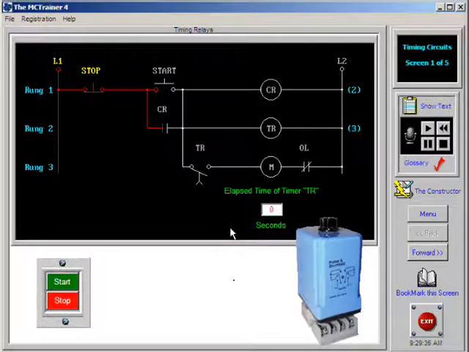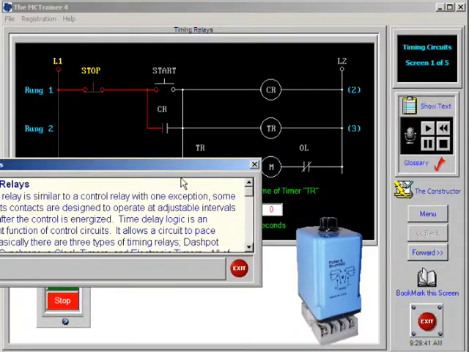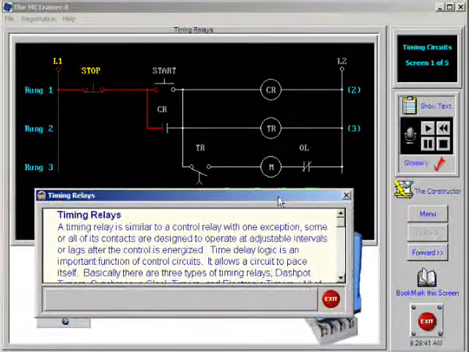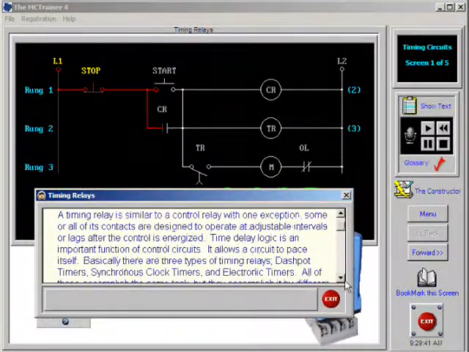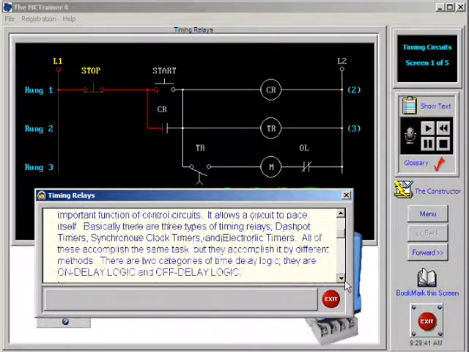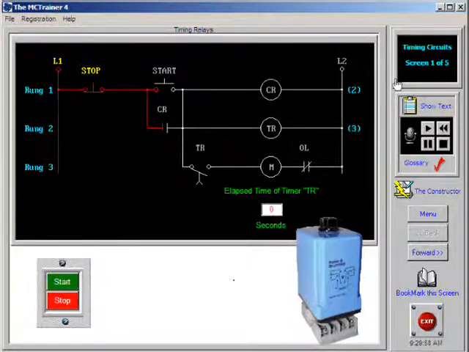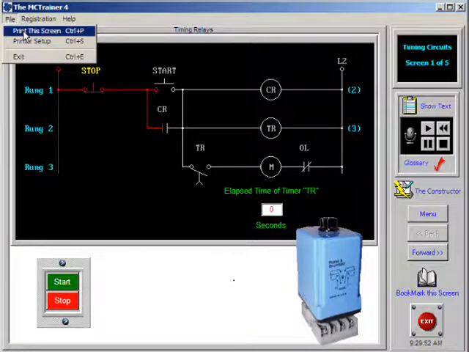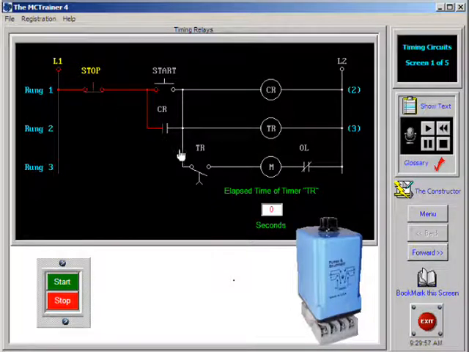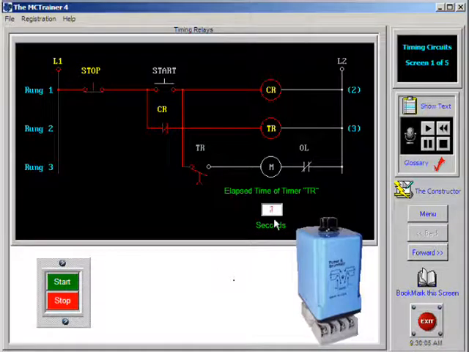A timing relay is similar to a control relay with one exception. Some or all of its contacts are designed to operate at adjustable intervals or lags after the control is energized. Time delay logic is an important function of control circuits. It allows a circuit to pace itself. Basically, there are three types of timing relays: dashpot timers, synchronous clock timers, and electric timers. All of these accomplish the same task, but they accomplish it by different methods.